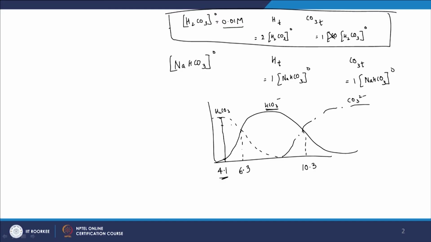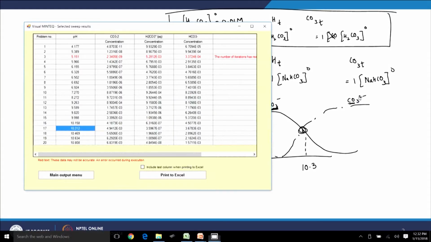Let us look at the figure and see what this means. At 4.1 everything is in the form of H2CO3, and at 6.3 we see equal amounts of H2CO3 and HCO3 minus, and at around 10.3 it is going to be equal amounts of HCO3 minus and CO3 2 minus, right, and that is what we just looked at.